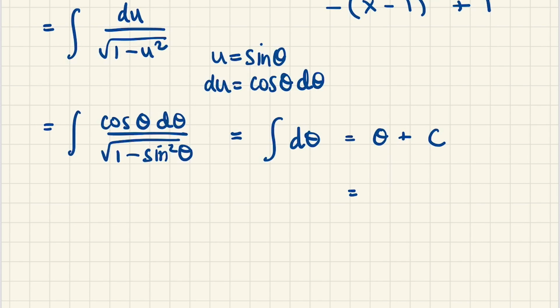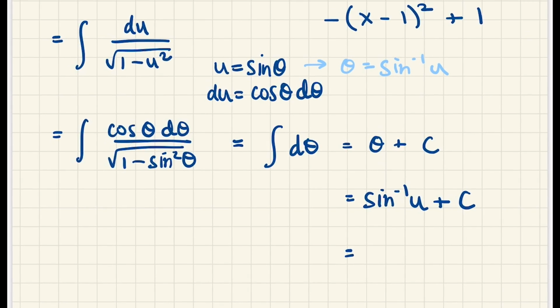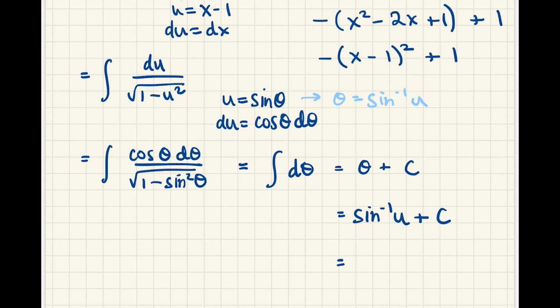And looking at our substitution here, we can see that if u is sine theta, then theta is inverse sine of u. So we have arrived at inverse sine of u through the process. Remember that u is equal to x minus 1, so our actual true answer is inverse sine of x minus 1 plus our constant. And we're done.